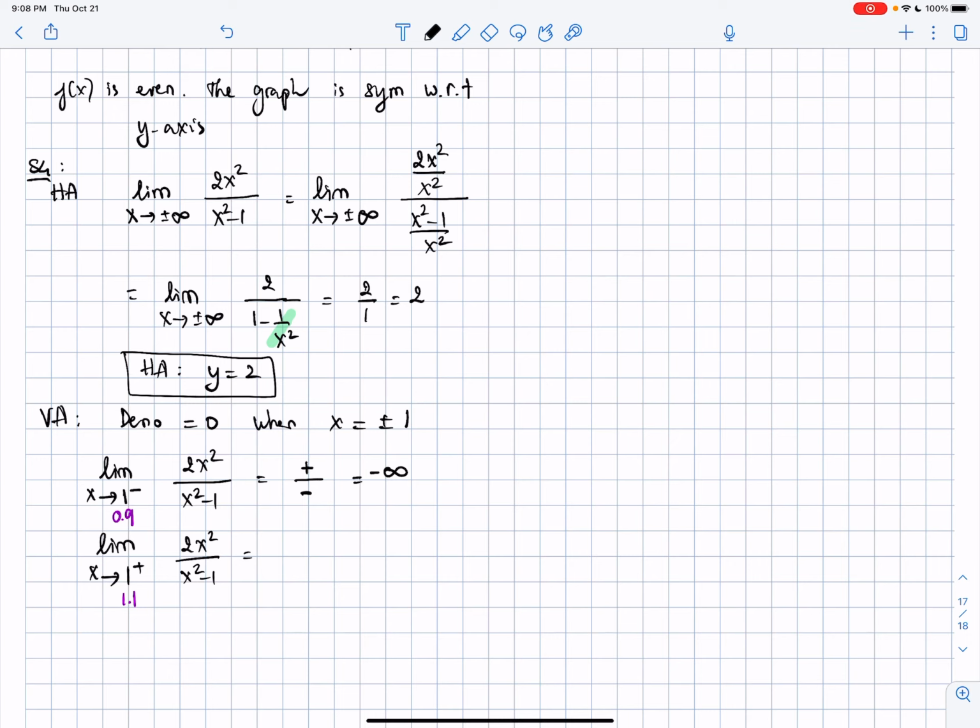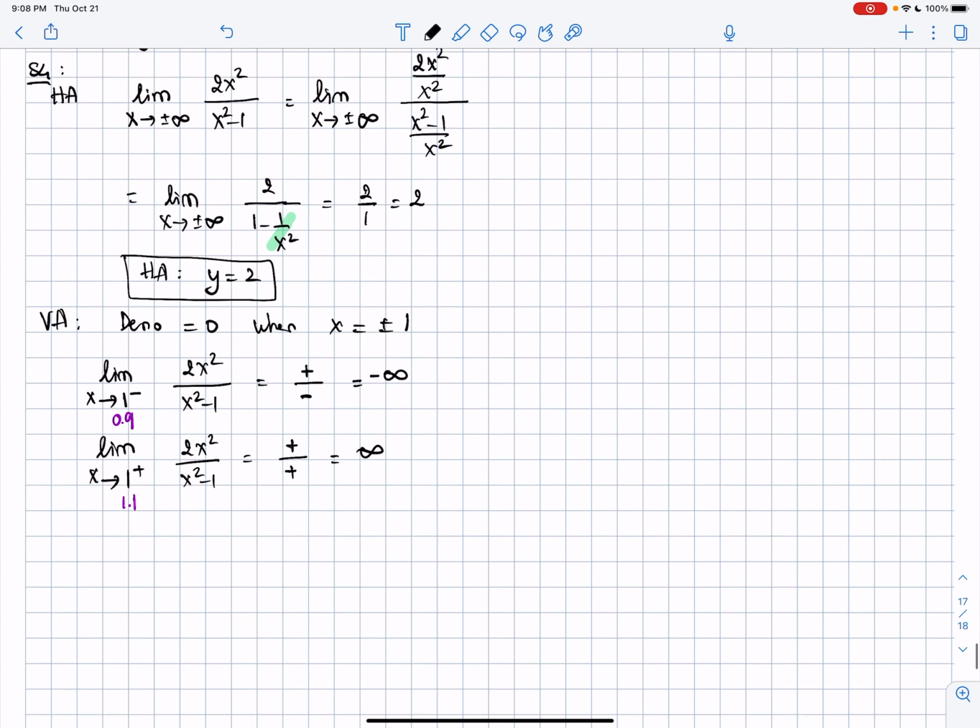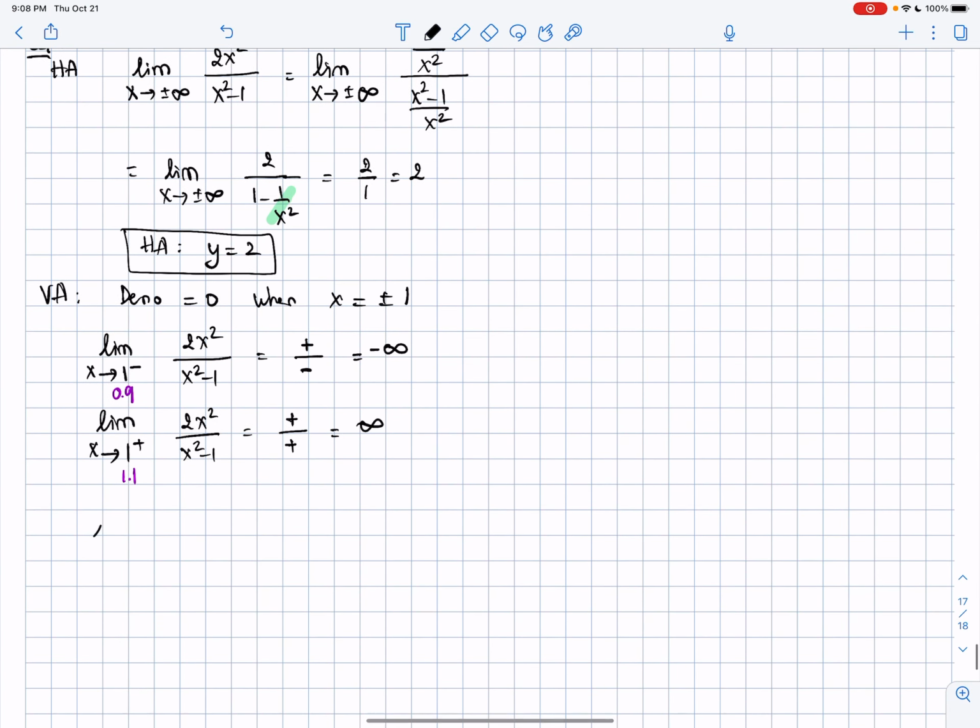If we plug in 1.1 for x, we get positive on top, and then 1.1 squared will be greater than 1. You can check with the calculator, so it will be positive. Now we also have to compute the limit when x approaches negative 1 from the left side and when x approaches negative 1 from the right side of the function.